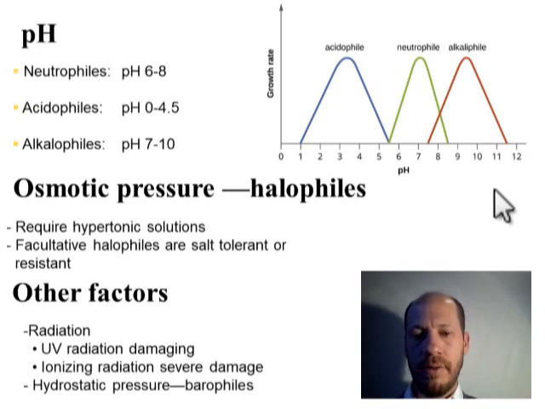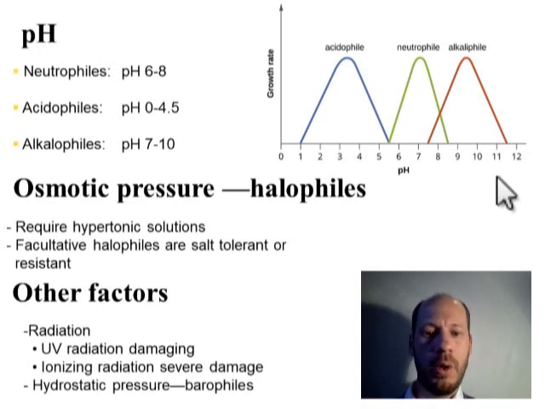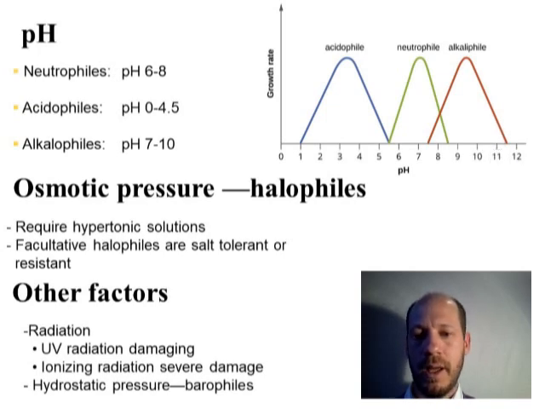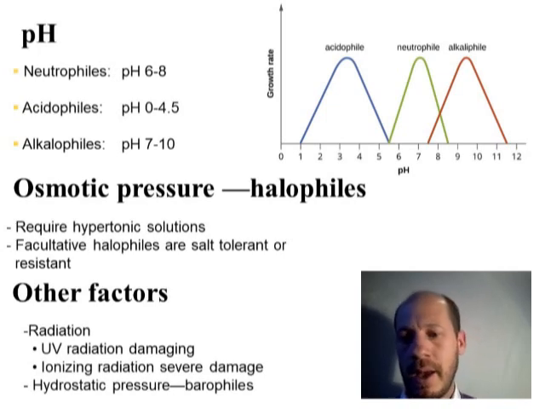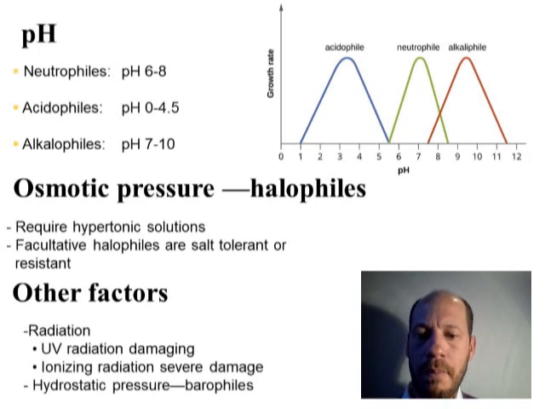Other environmental pressures that microbes have evolved mechanisms to cope with are, for example, radiation. Some bacteria have a very high tolerance to UV radiation, and also ionizing radiation. And other bacteria are also able to withstand high hydrostatic pressure. These are called barophiles. And that's all for today. Thank you.